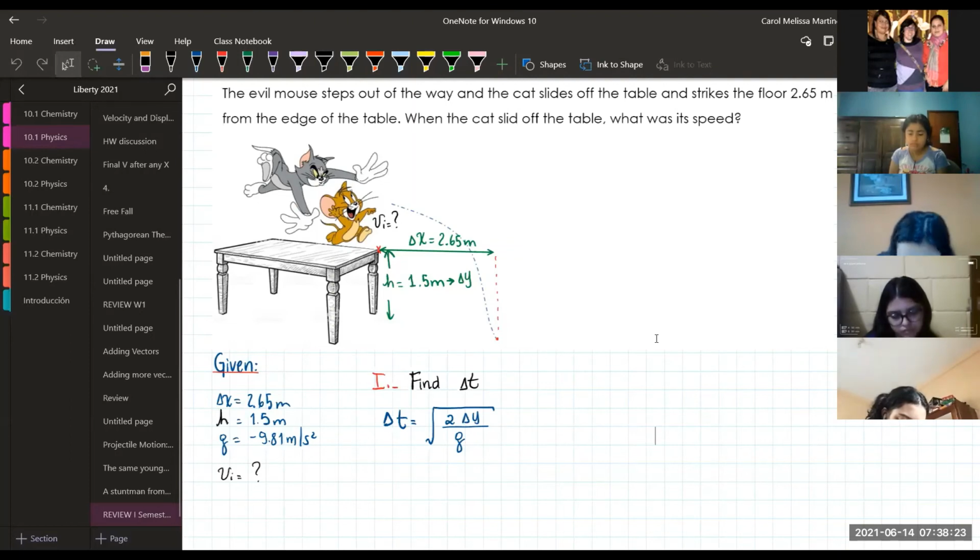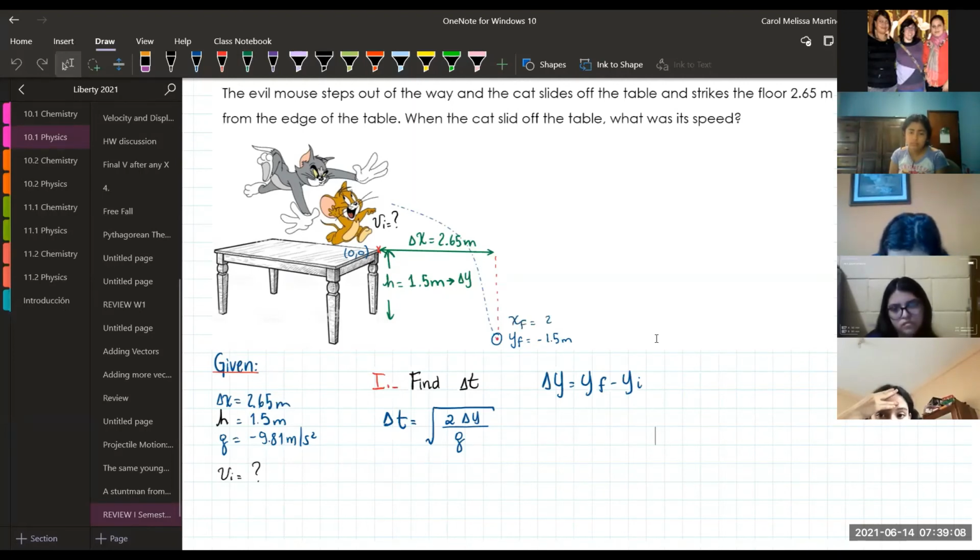Now take a look at what I do with delta Y. Delta Y, remember, is equal to the final position minus the initial position. So my initial position is in this point. We call this point 0, 0. That is the initial position, okay? And the final point is right here. And it is 1.5 meters below, which means that in Y it is negative 1.5 meters. And in X, it's going to be plus 2.65.